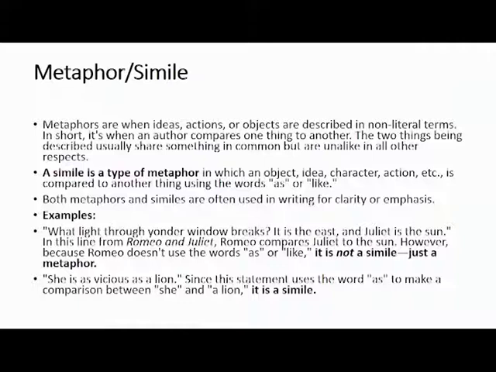For instance, "What light through yonder window breaks? It is the east, and Juliet is the sun." In this line from Romeo and Juliet, Romeo compares Juliet to the sun. However, because Romeo doesn't use the word as or like, it is a metaphor. Again, "What light through yonder window breaks? It is the east, and Juliet is the sun." So in this sentence, Romeo is comparing Juliet to the sun.